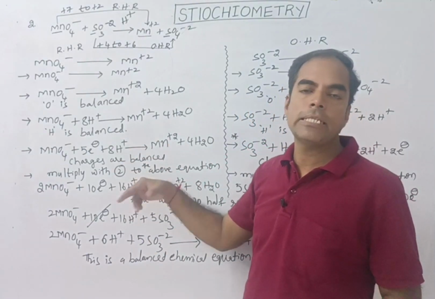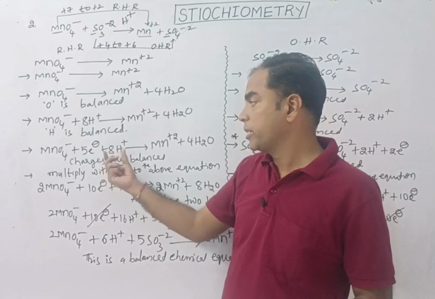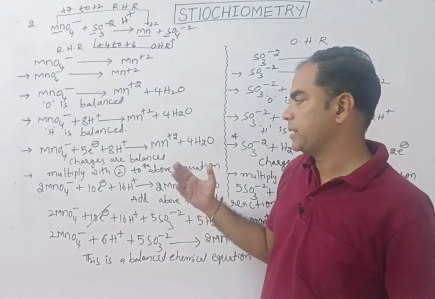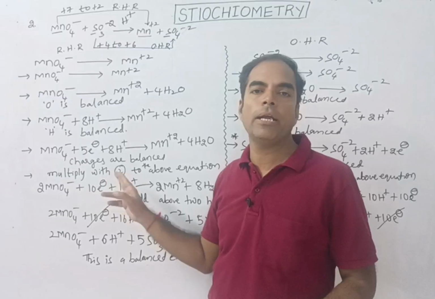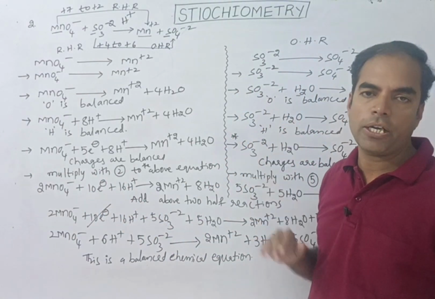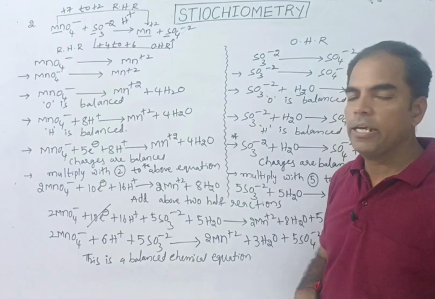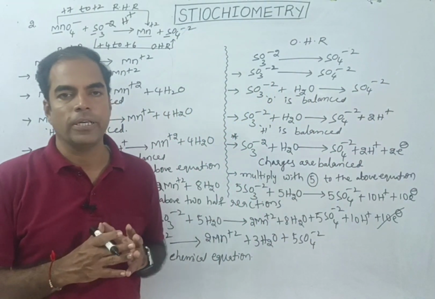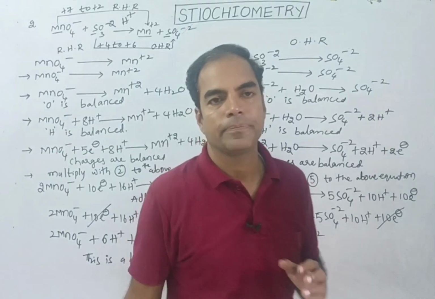Next, balancing the charges. Observe the net charge. Next, equalize the electrons. To equalize the electrons, we can multiply with a suitable number. After that, add the two half reactions, and then we get the finally balanced chemical equation. Okay, students? Right. Next.